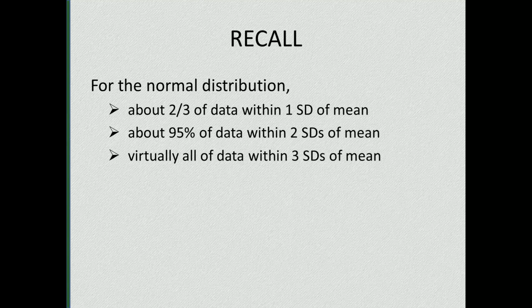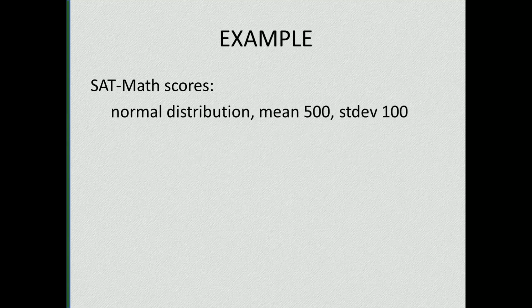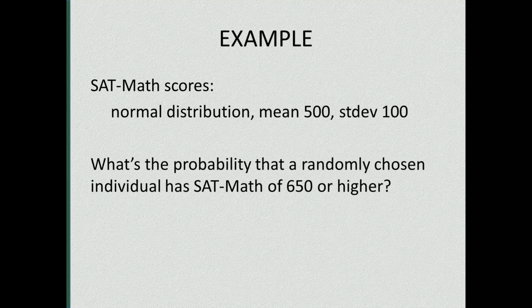And so, for example, just to dust off some cobwebs, SAT math scores we know are normally distributed. The test is calibrated that way to have a mean of 500 and a standard deviation of 100. If we pick a person at random, what's the probability that individual has an SAT math score of 650 or higher? I'm going to ask you to take a minute, work through this problem.